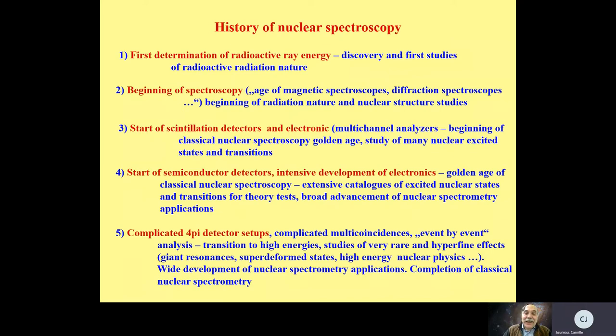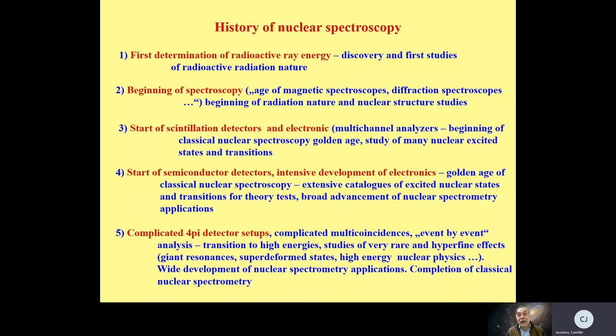This experiment was made by Rutherford, Geiger and Marsden, and it was done using alpha particles. They obtained an alpha particle beam and irradiated a gold foil with this beam, and they measured the angular distribution of the scattered alpha particles. You remember now which experiment this is?